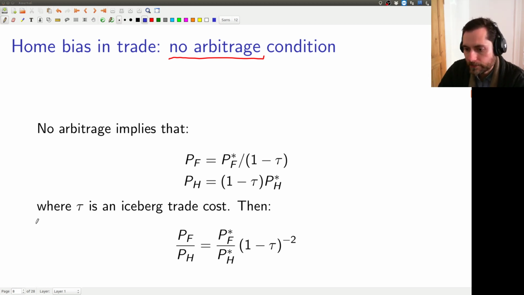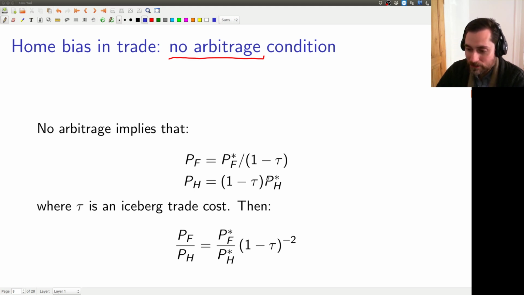All right, so the way you want to think about this is that there's no possibility of arbitrage here. We're going to take the people in our model as price takers, so I'm going to assume these prices are fixed, and think about what happens. People at home are endowed with a certain amount of the home good. If they send it abroad, then they're going to get 1 minus tau. They're going to be able to sell 1 minus tau units of that good in the foreign country.